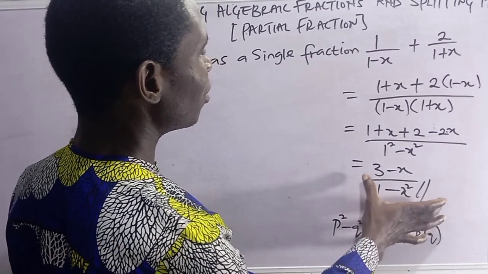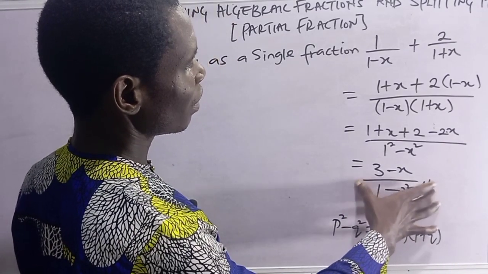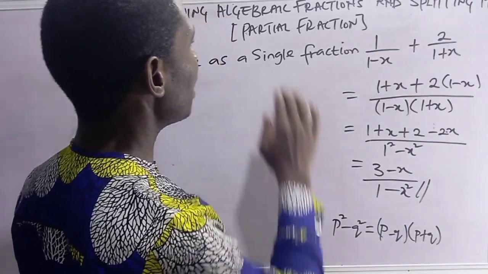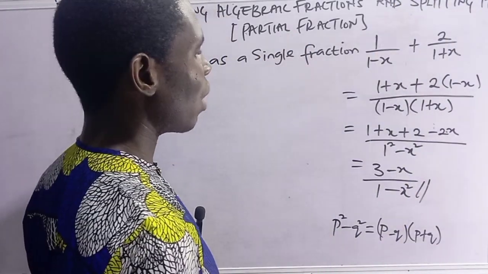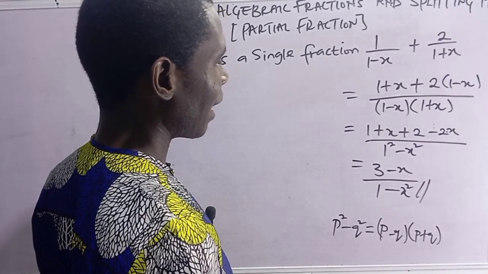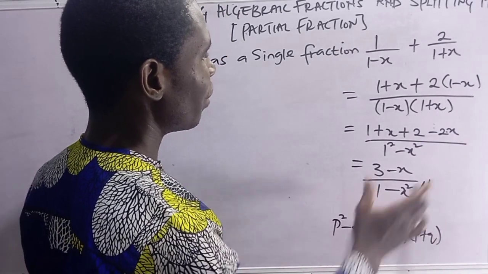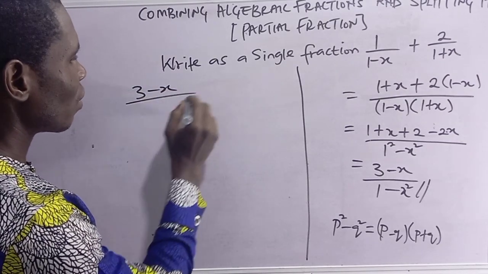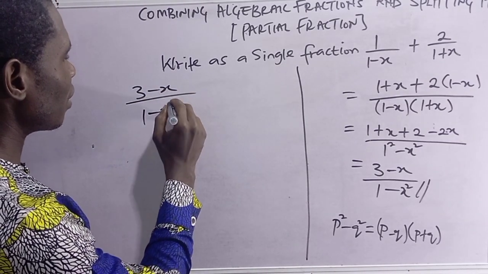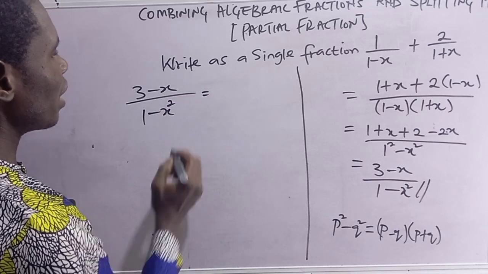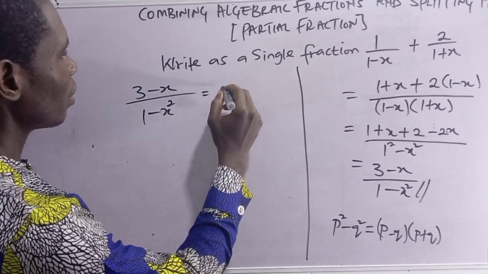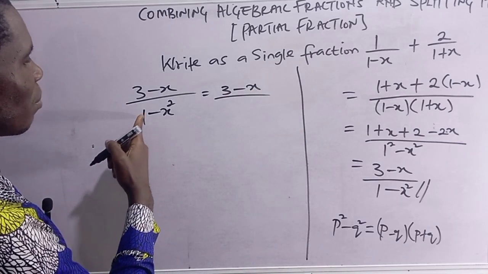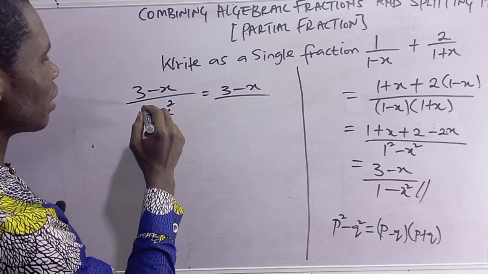But how can we now split this fraction into separate fractions? That's where the partial fraction now comes in. Let's go there. So here we have 3 minus x all over 1 minus x squared. But here we have 3 minus x all over, this is the same as 1 squared minus x squared.